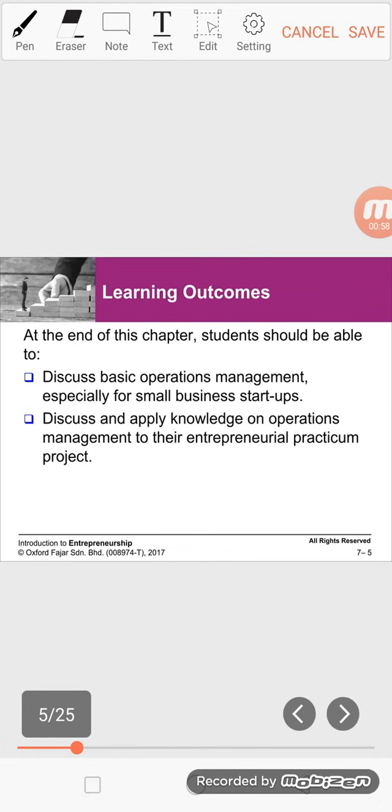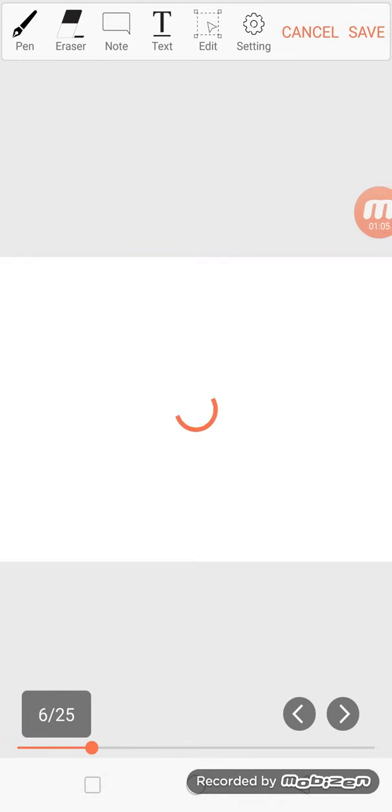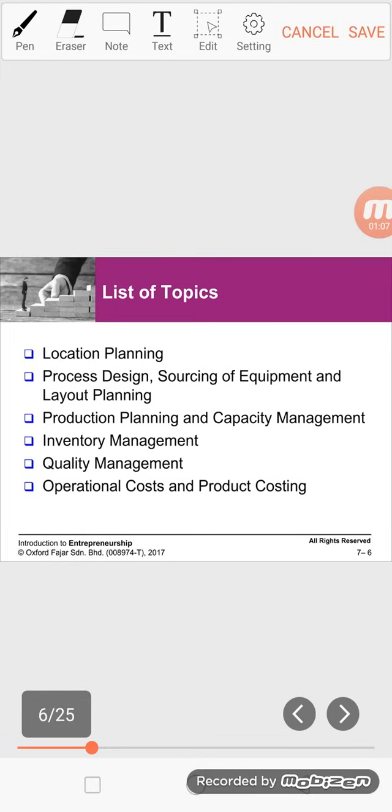Okay, so this is the learning outcome. It's basically related to the previous objective. These are the list of topics we're going to learn in the next few slides: the location planning, process design, meaning your process workflow, production planning, inventory, quality, and also the cost.